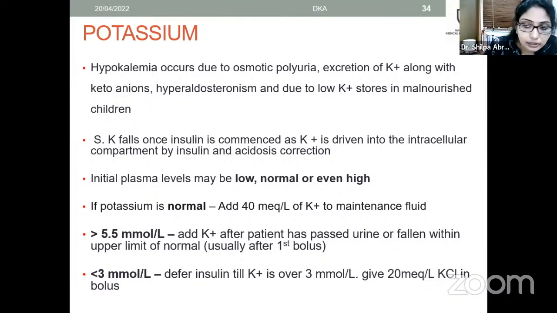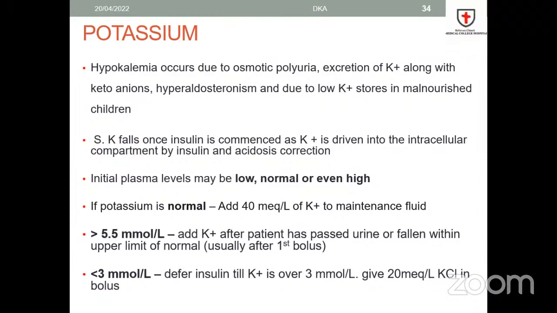The thing that you have to remember is that if a child with DKA has a normal potassium, say the pH of the child is 6.8 and the potassium is 4.2. It is a normal potassium, but this normal potassium is in the presence of severe acidosis, which means when you're correcting the acidosis, as your pH goes up, this potassium is definitely going to fall. So as your acidosis gets corrected, your potassium is going to fall.